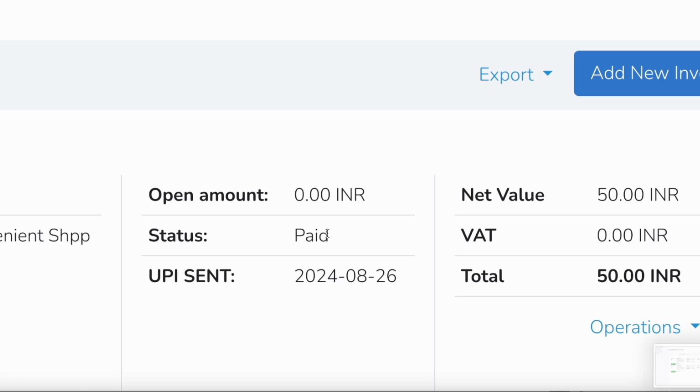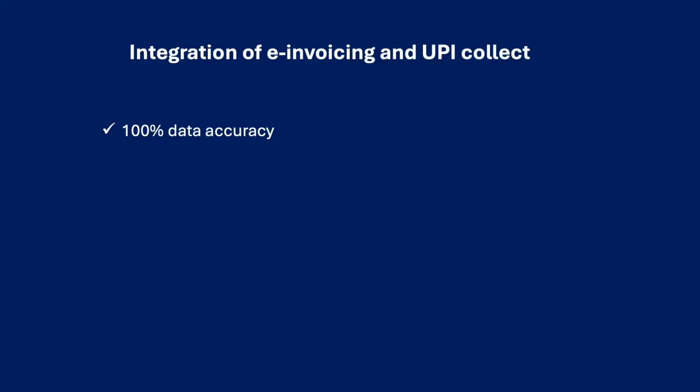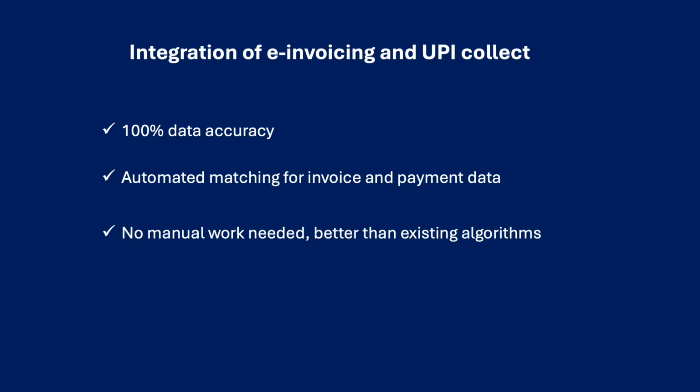The integration of invoicing and UPI Collect provides automated matching of the invoice with payment, providing 100% data accuracy as there is a data link between the invoice and the UPI Collect request. This single fact eliminates manual work or already implemented, but much less efficient transaction matching applications.